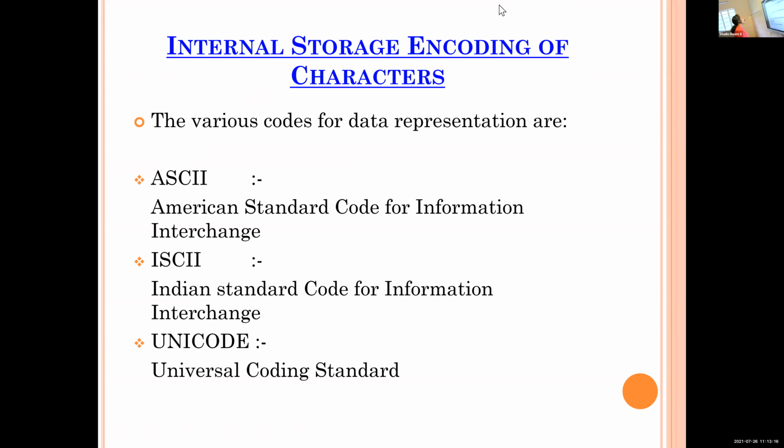These are the three codes used for data representation. The first one is ASCII, American Standard Code for Information Interchange. The second one is ISCII, Indian Standard Code for Information Interchange. The last one is Unicode, that is Universal Coding Standard.